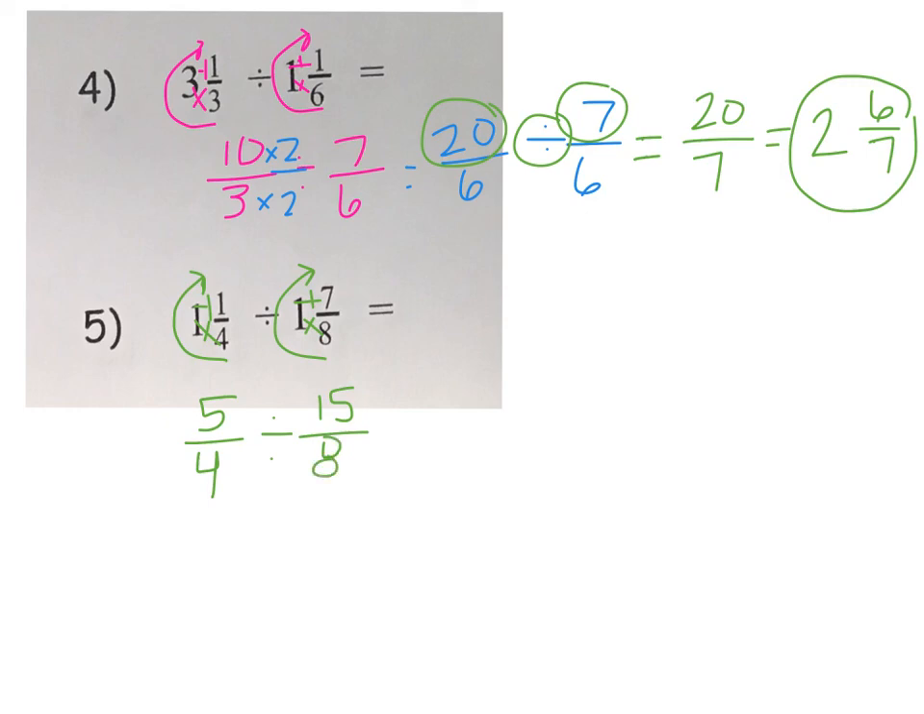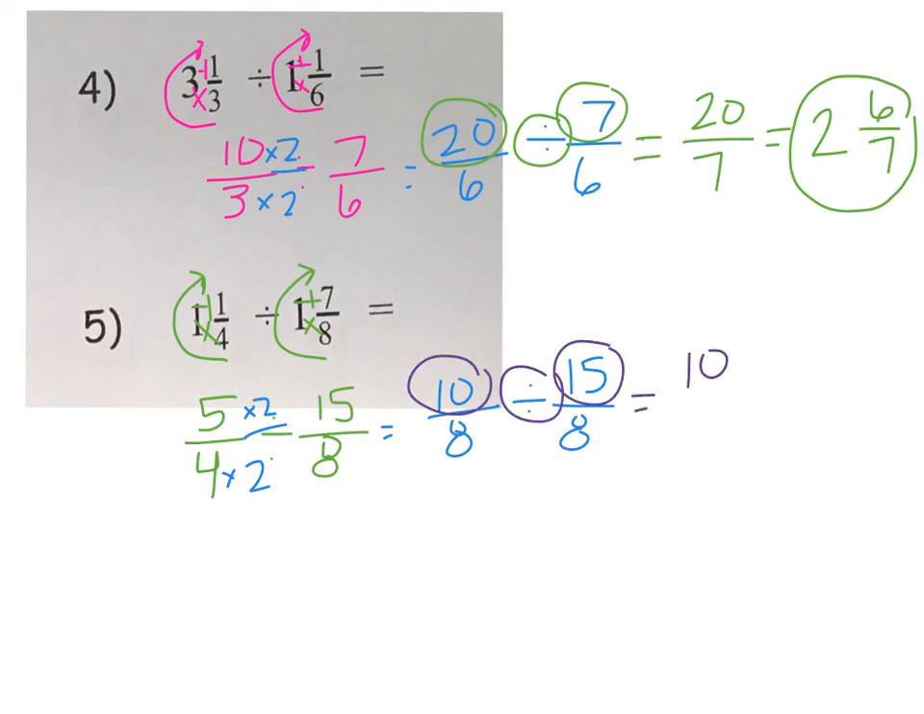I next need to give these common denominators, so I can change 4 into 8 by multiplying it by 2 over 2. So now I have 10 eighths divided by 15 eighths. Once again, it's so nice and easy right here. 10 divided by 15 says 10 over 15, which I can simplify. Those have a GCF of 5, so 10 divided by 5 is 2. 15 divided by 5 is 3. So 2/3 is our final answer.